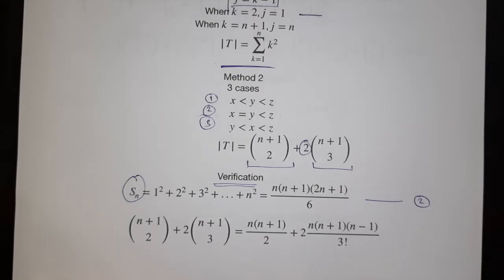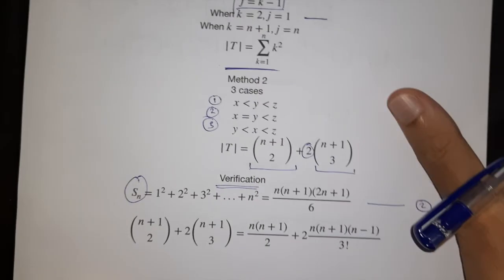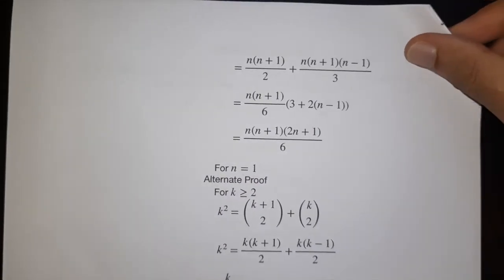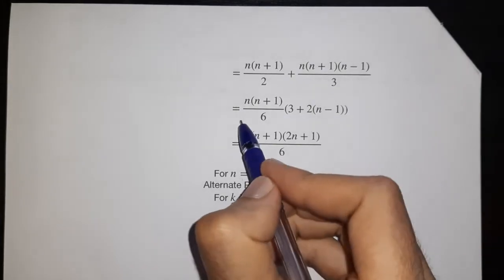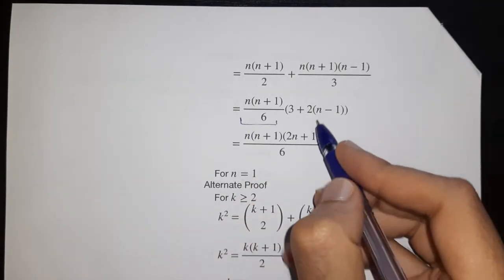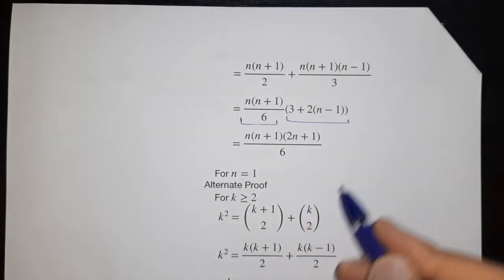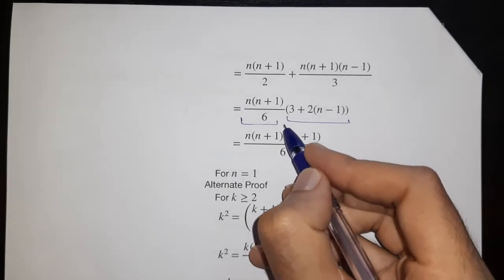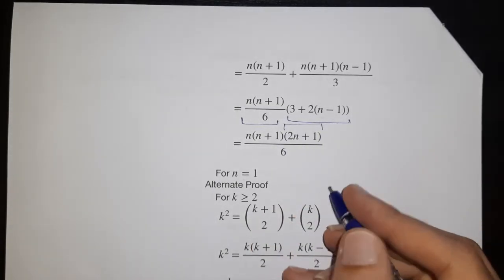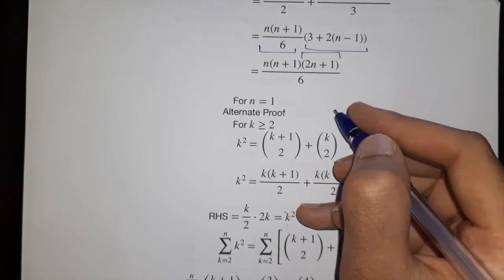N plus 1 choose 2 plus 2 into n plus 1 choose 3 can be rewritten as n into n plus 1 upon 2 plus 2 into n plus 1 into n minus 1 upon 3 factorial. Factoring out n into n plus 1 upon 6, we have inside the parentheses 3 plus 2 into n minus 1, which equals 2n plus 1. And the formula is verified.